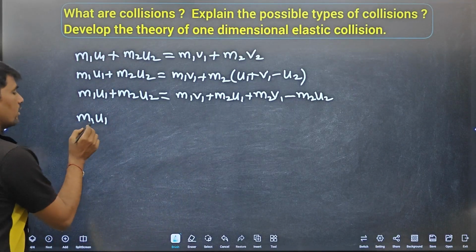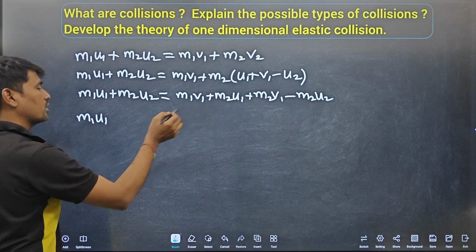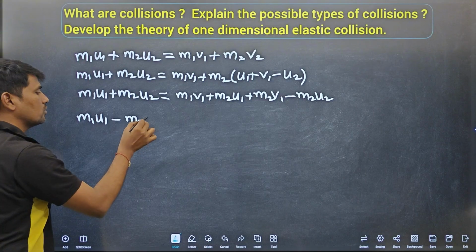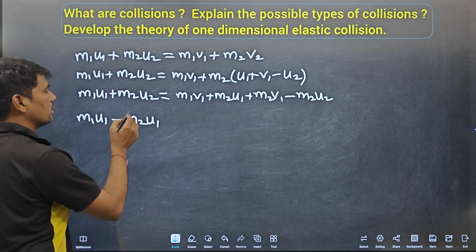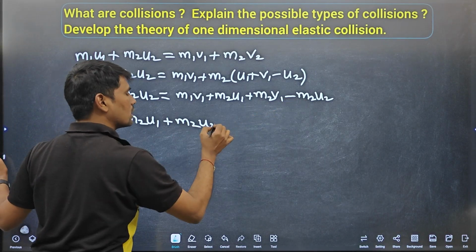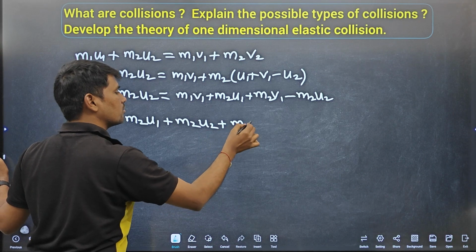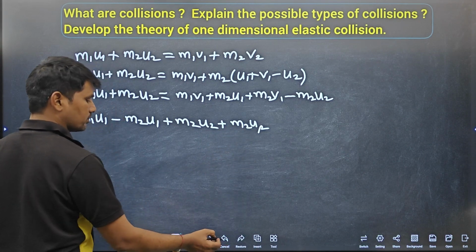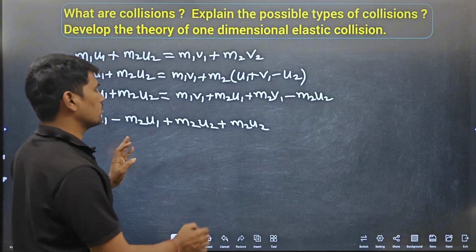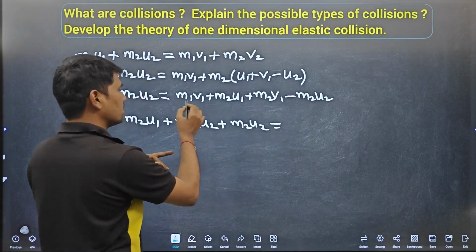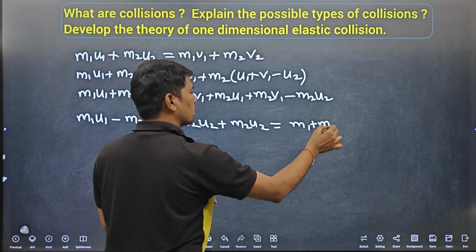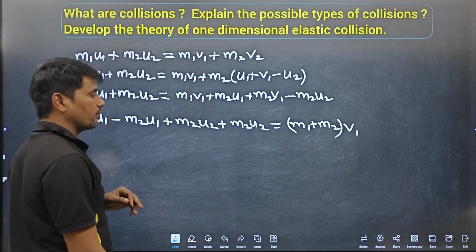m1 u1, again the u1 term, where is it? Here. That's why plus m2 u1; transposing to the left side it becomes minus m2 u1, so I am writing it on one side. Next, the negative m2 u2, transposed to the LHS, becomes plus m2 u2. Plus m2 u2, total 4 terms completed. Then what remains here? m1 v1, m2 v1. You take out v1 as common, we get m1 plus m2 into v1, right?